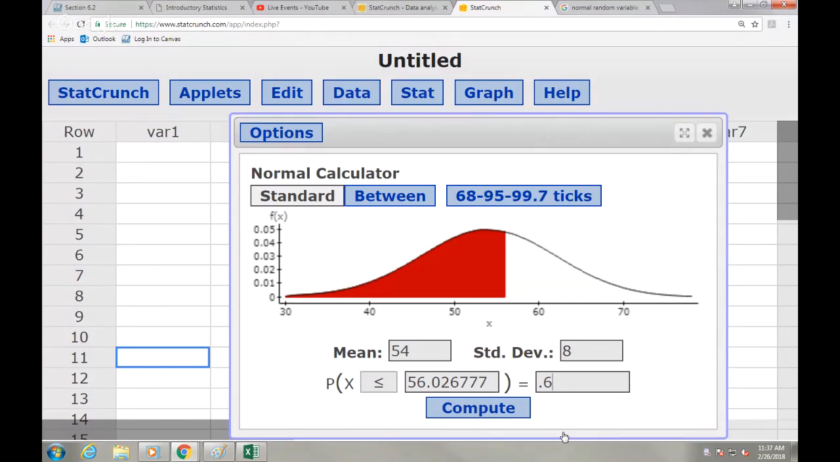And so what must our X be equal to? Wait, can you say that again? What must our X be equal to if it's the 60th percentile? 56, right? It's this right here. It's the X that makes this the lower tail area.